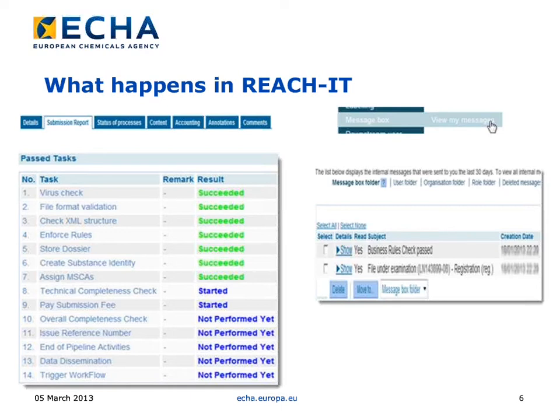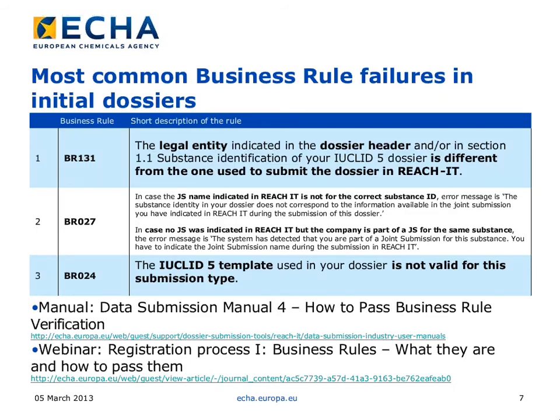This example shows that you have received a message concerning business rules check. From the subject field of the message, you are informed that your dossier has successfully passed business rules step. And this is here for your information.